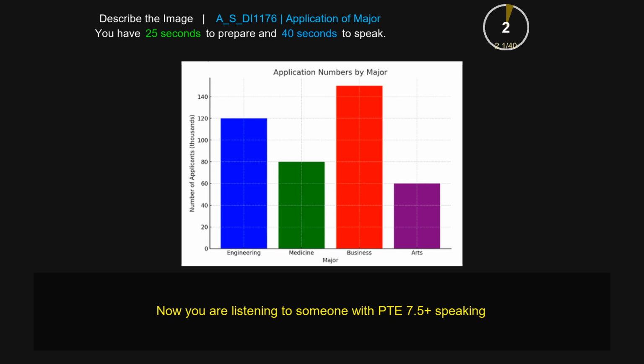This bar chart gives information about the application numbers by major. We can see different majors on the horizontal axis, which are engineering, medicine, business, arts. On the vertical axis, we can see number of applicants in thousands. It is given information for 0 to 140. The maximum is for business, which is more than 150, and the minimum is for arts, which is around 60. So from this bar chart, we get to know that students need to apply more into arts, as it's a very informative image and gives information about the application numbers by major.